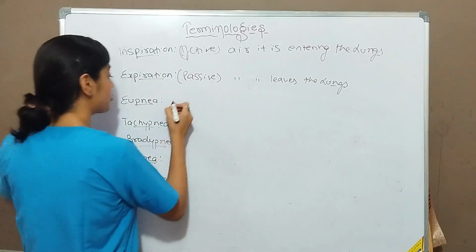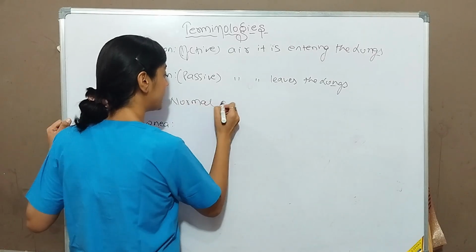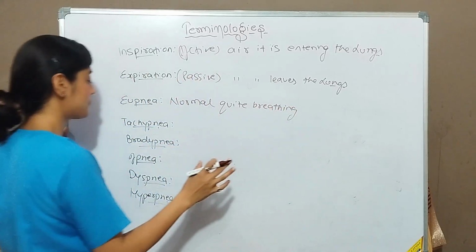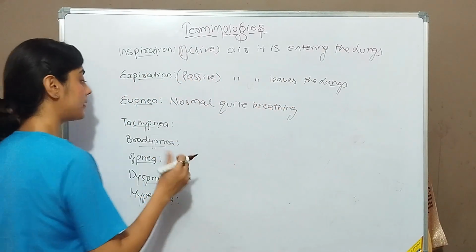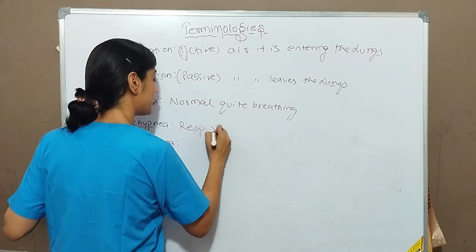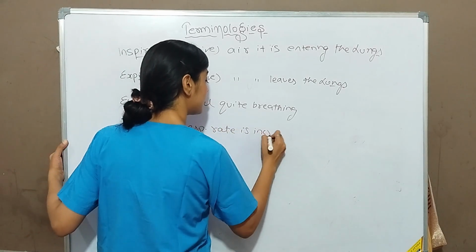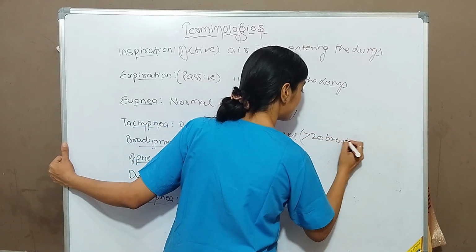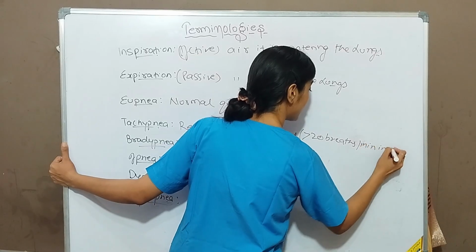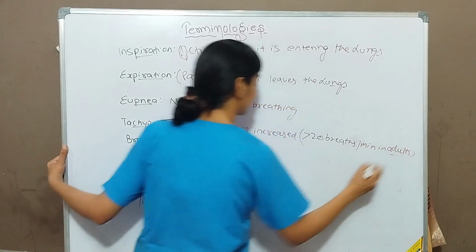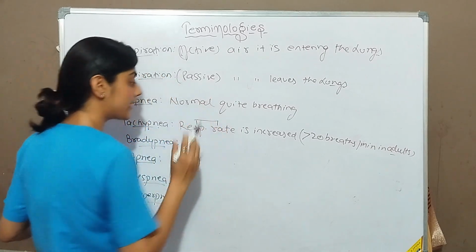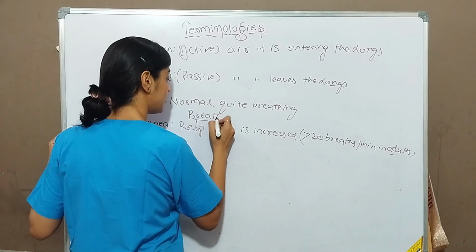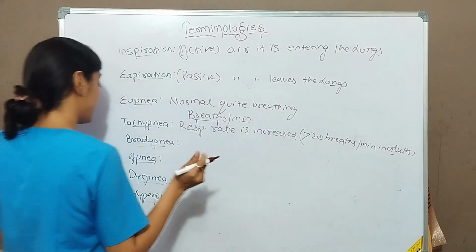Then eupnea, it is normal, quiet breathing. Then we have tachypnea. In tachypnea, respiratory rate is increased, that is greater than 20 breaths per minute in adults. Respiratory rate is breaths per minute.